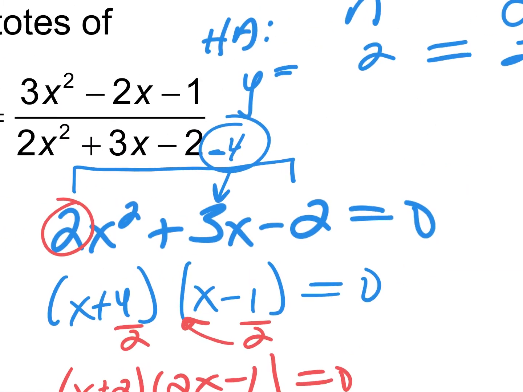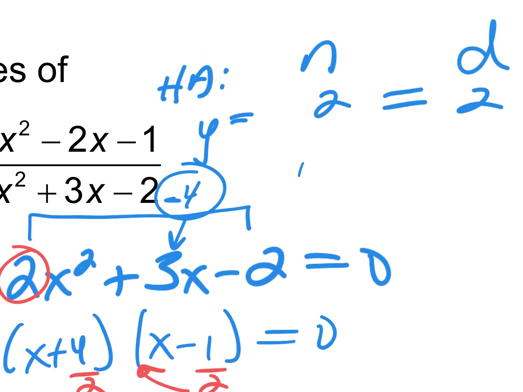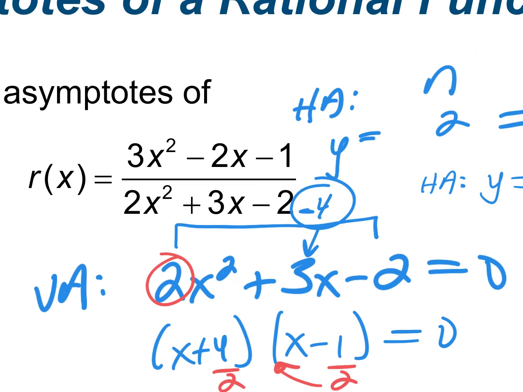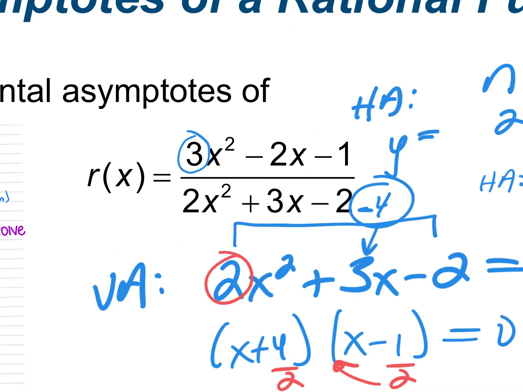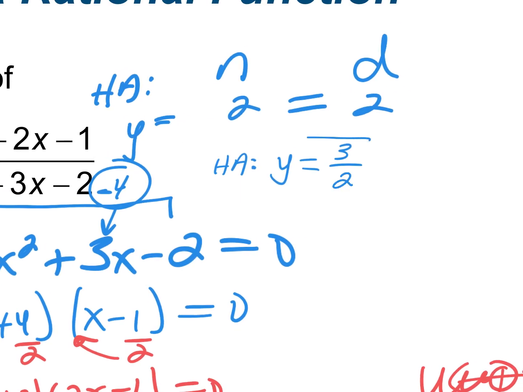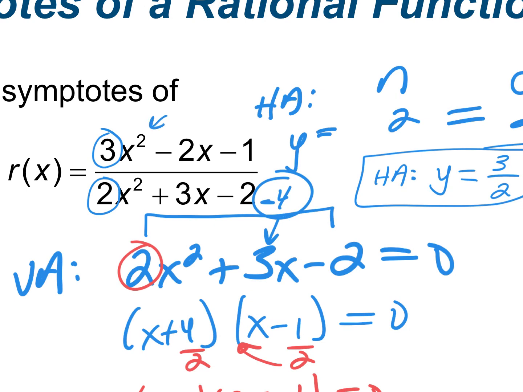So let's come back over here. My horizontal asymptote is going to be at y equals. What is the leading coefficient of the numerator? 3. What is the leading coefficient of the denominator? 2. That's it. 2 and 2, it's the degree. You just compare the degree of the numerator to the degree of the denominator.